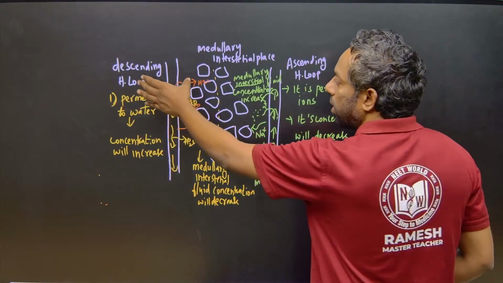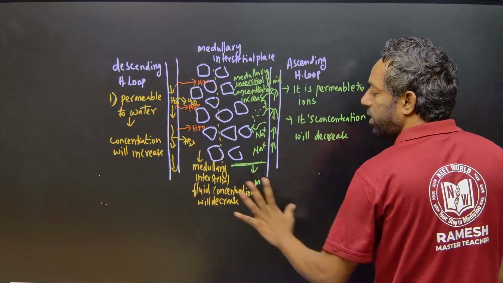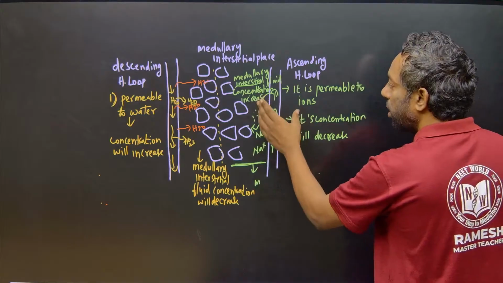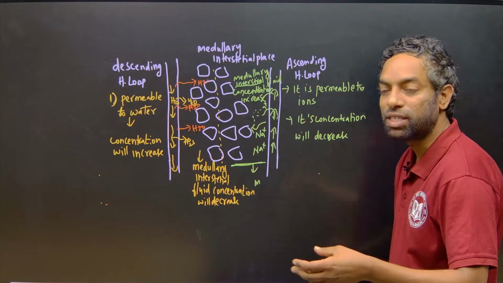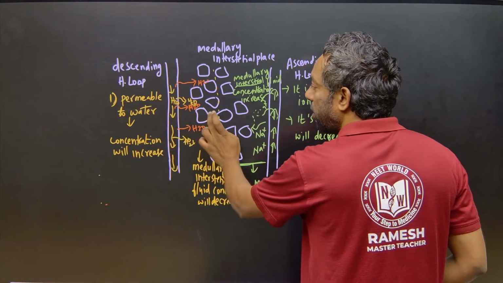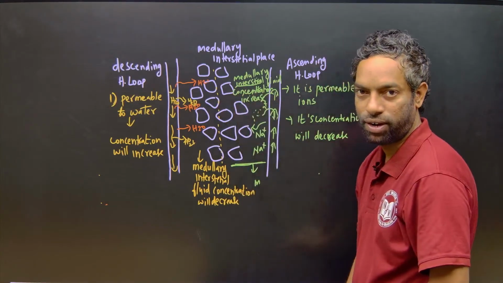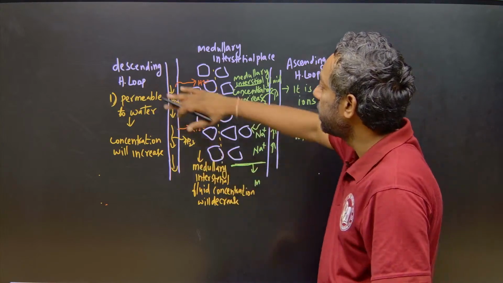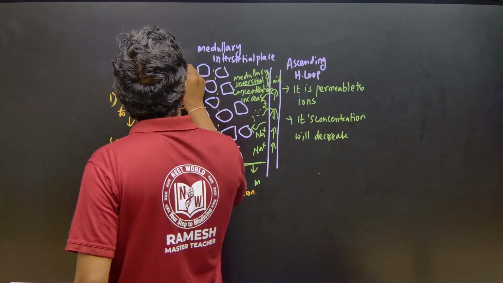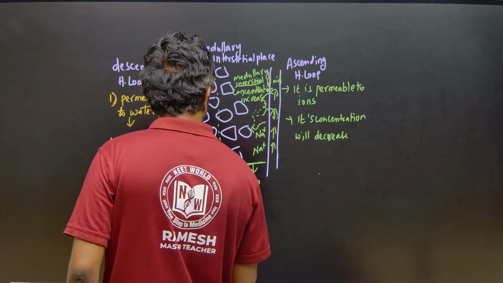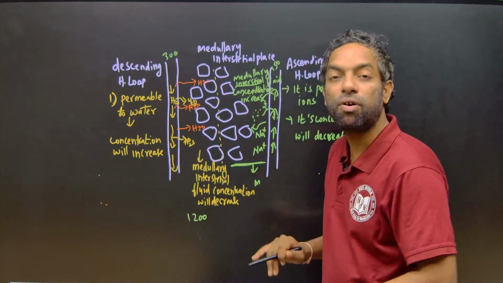Okay. In the descending Henle limb, the concentration will increase, and the medullary interstitial fluid concentration will decrease. In the ascending Henle limb, the concentration will decrease, and the medullary interstitial fluid concentration will increase, because here water is permeable into the medullary interstitial fluid, and here the ions are permeable to the medullary interstitial fluid, for the equilibrium. Okay. Where it started at 300, it ended at 1200. Started at 300, ended at 1200. Here it started with 1200, ended with 150. This is about the Henle loop.